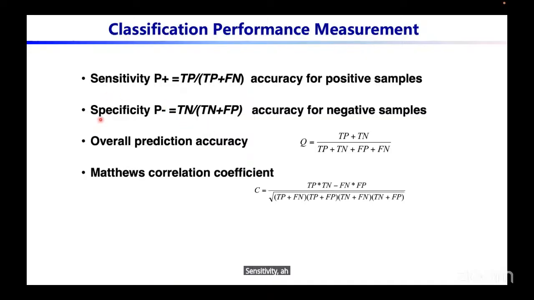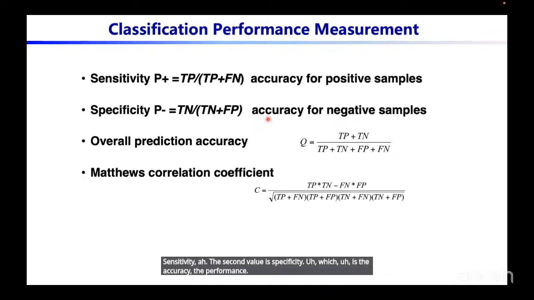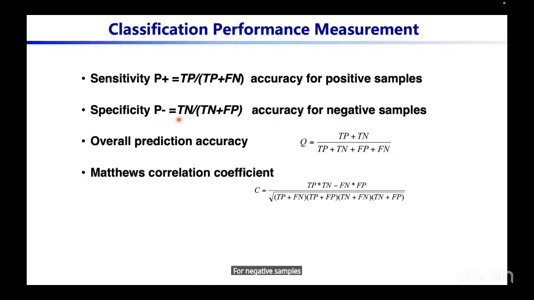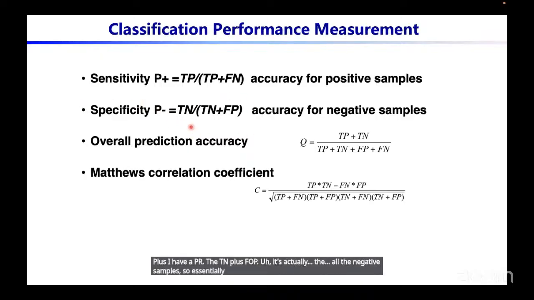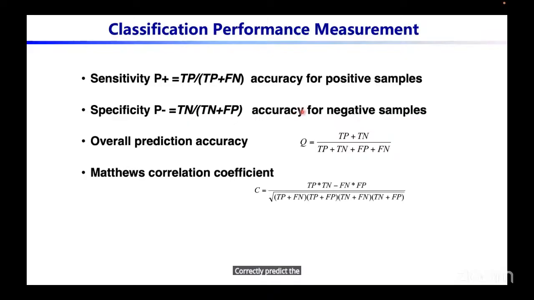The second value is specificity, which is the accuracy, the performance for negative samples. Mathematically, it is TN divided by the sum of TN plus FP. The TN plus FP is actually all the negative samples. So essentially, specificity is simply the fraction of all the negatives that are correctly predicted as negative. That's why it is the accuracy for negative samples.